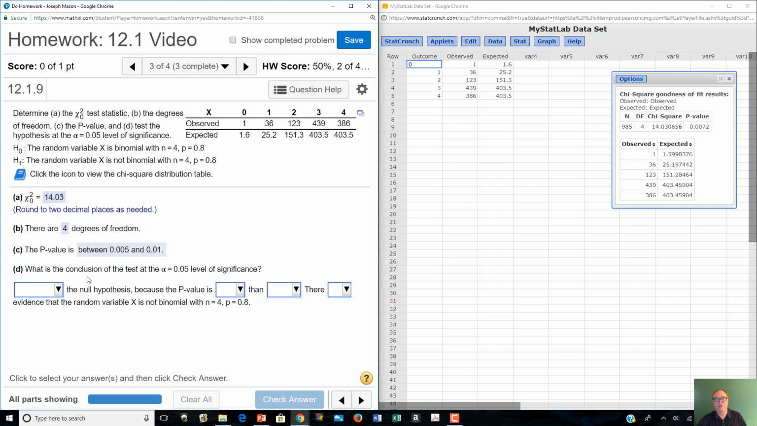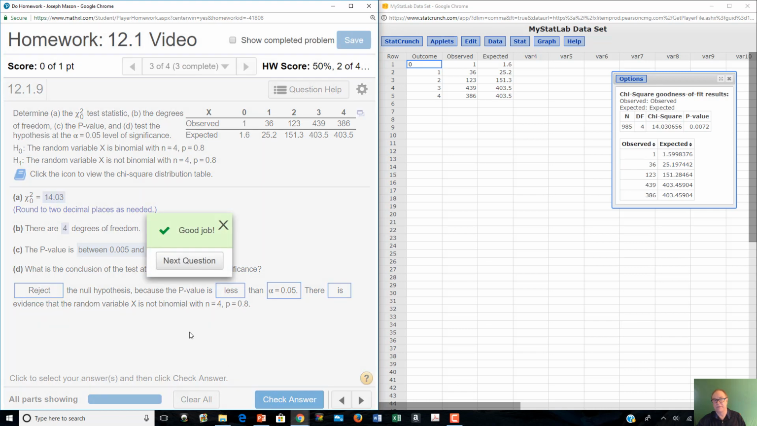And now, what is the conclusion of the test at alpha 0.05? Again, we do what we've always done. Look at the p-value. If it's less than alpha, you reject. If it's greater than alpha, you fail to reject. So this is definitely less than 0.05, so we're going to reject because the p-value is less than the alpha 0.05. That means, since we reject, there is enough evidence in the data. And we check our answer. Okay? Next question.